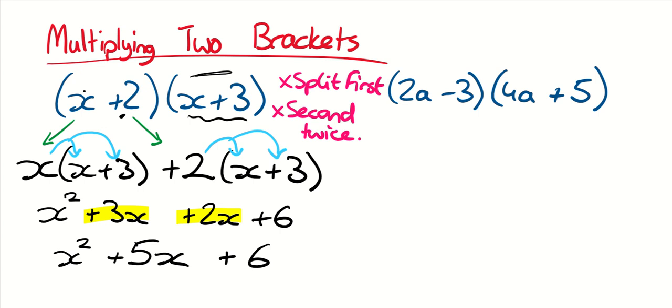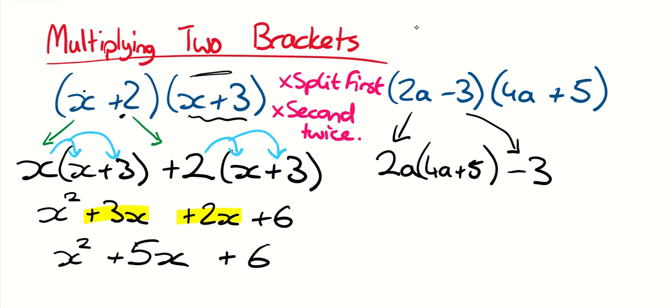Okay, now we'll do the same on our one over here. So we're going to split up the first bracket, so it becomes 2a, and then we'll put our minus 3 over here. So split the first bracket, and then remember, write the second bracket twice. So 4a plus 5, and the same here. Right, exact same method then that we use.